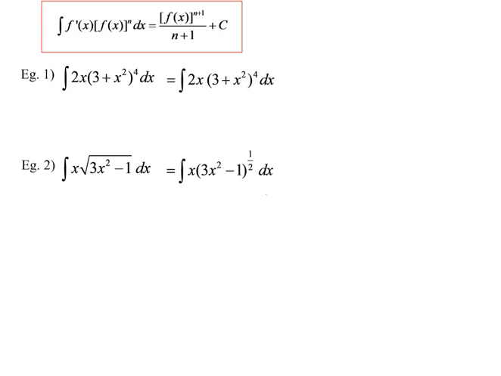Now, if we look carefully, we notice that 2x is actually the derivative of 3 plus x squared, which is consistent with this. However, in this case, x is sort of the derivative of this. However, the derivative of this should actually be 6x. So if that's the case, if I want to keep a 6 there, I should actually add a 1 over 6 here.